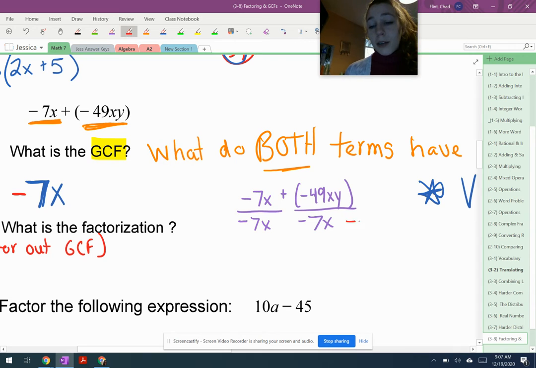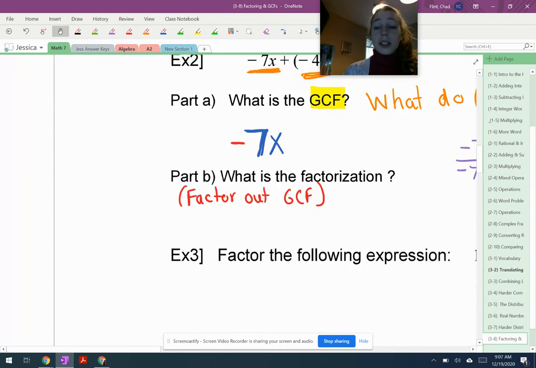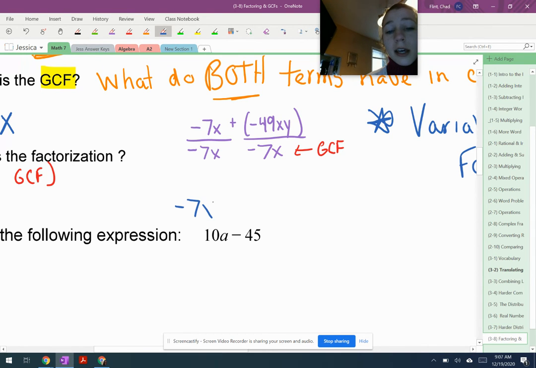And let's just make a note. Remember, this negative 7x is my GCF. Also, remember that that GCF needs to stay on the outside of those parentheses. So I'm going to come down here right away, and I am going to take that negative 7x and put it on the outside of parentheses so I don't forget about it.